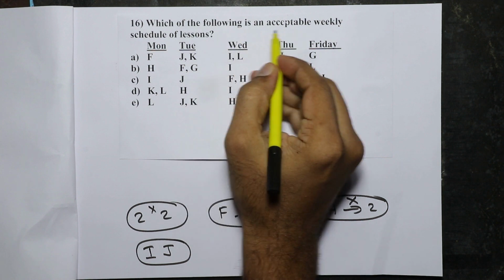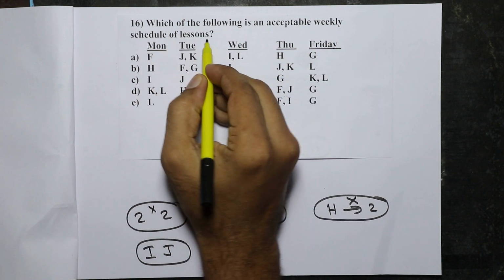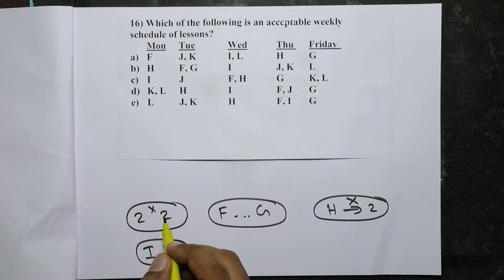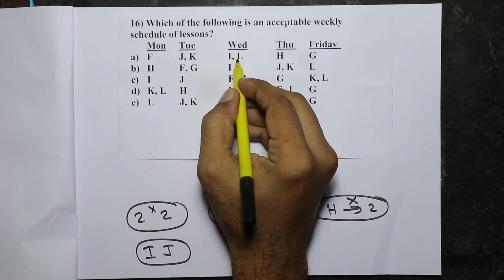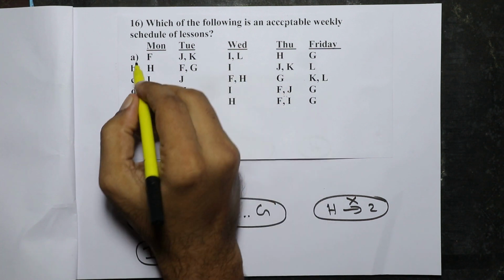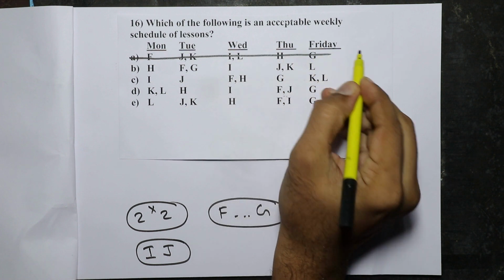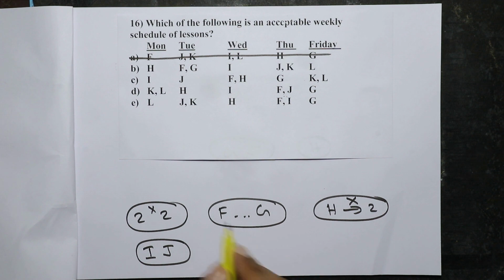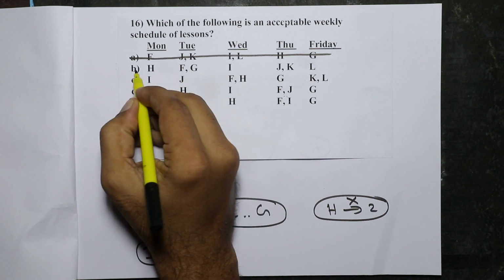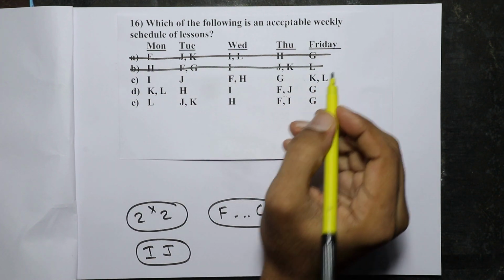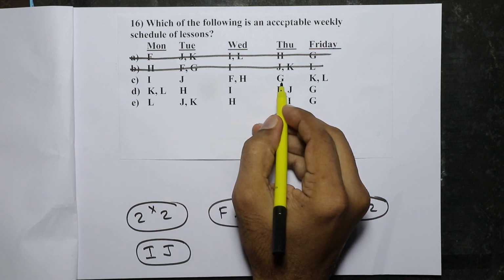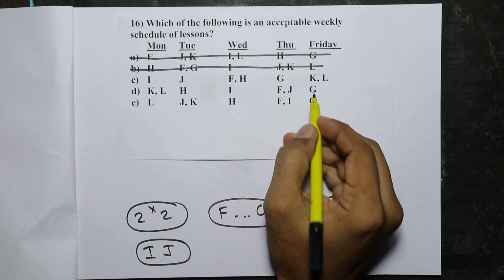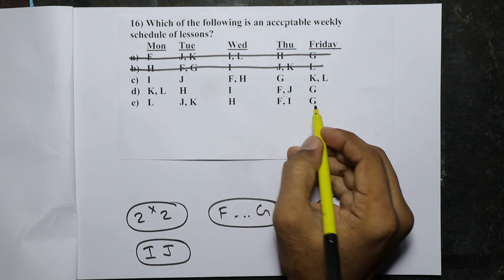Which of the following is an acceptable weekly schedule of lessons? One rule is that the 2 joint sessions cannot be on consecutive days. So here they are in consecutive days. So this is not possible. So this can be eliminated. Let us look at the other rules. F should be before G. Here F and G are on the same day, that is not allowed. Here F is before G, that is okay. Here F is before G, that is okay. F is also before G.